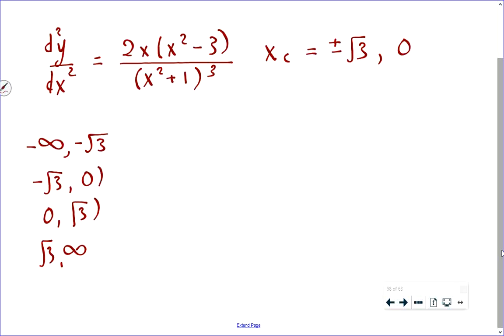I knew I was missing a critical number when I was writing those out and saying them, because I was starting to count the intervals I would get, and I knew since there were 3 critical numbers, I have to get 4 intervals, and I was going to come up short. Across the top: 2x, x squared minus 3, x squared plus 1 cubed.